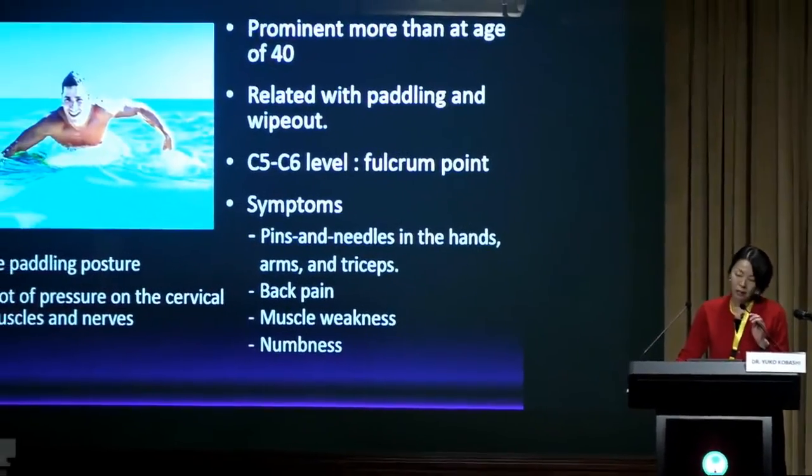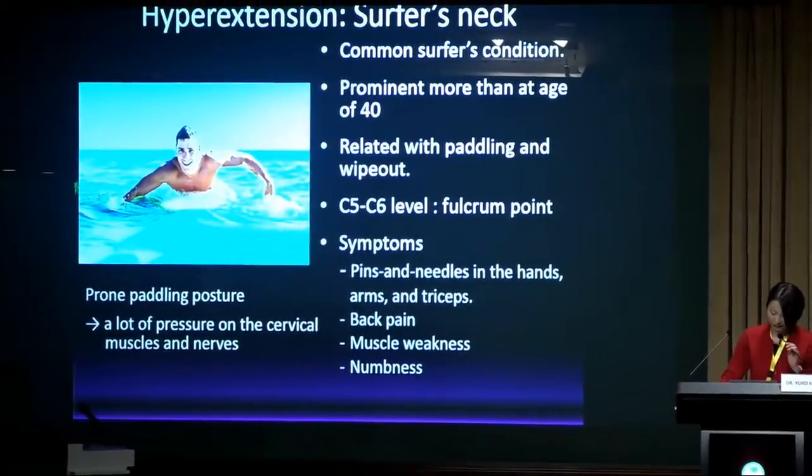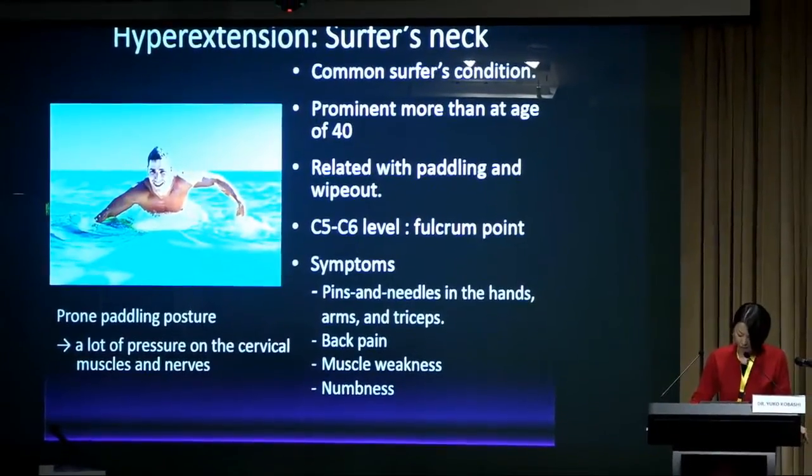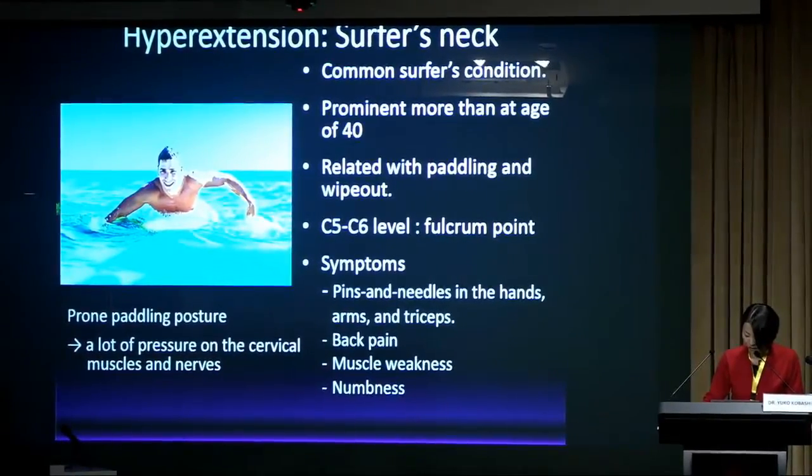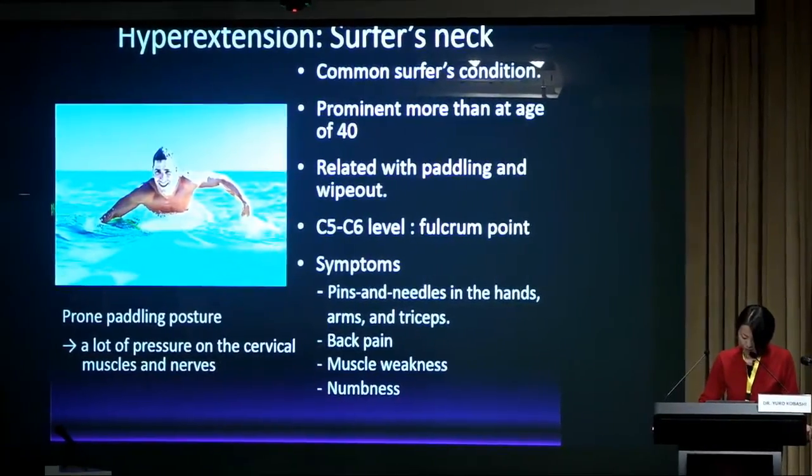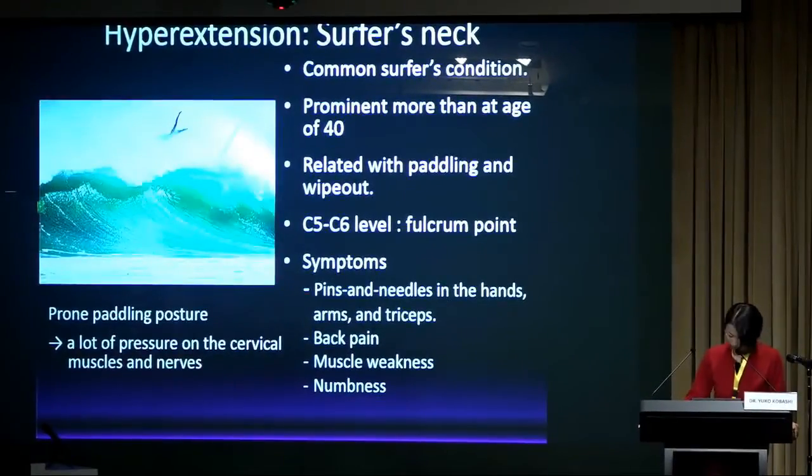The first topic, hyperextension. Do you know surfer's neck? It's a very common condition of surfers. Surfer's neck is related to paddling and wipers. They usually keep the neck in hyperextension while paddling. Then the C5 and C6 vertebrae hurt. The paddling posture puts a lot of pressure on the cervical muscles and nerves, so they feel pins and needles in the hands, arms, and triceps, back pain, and numbness.